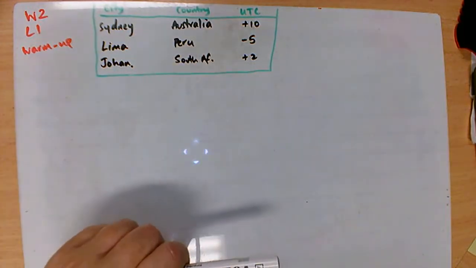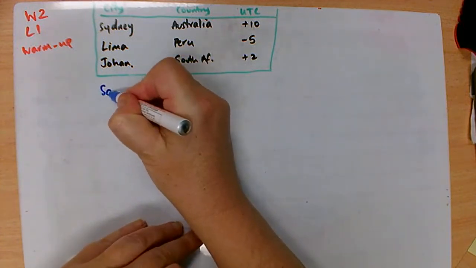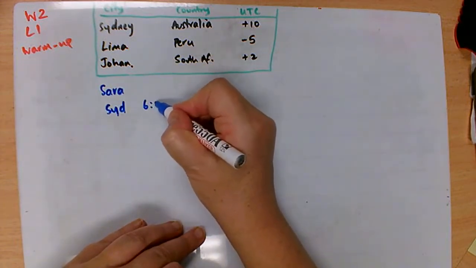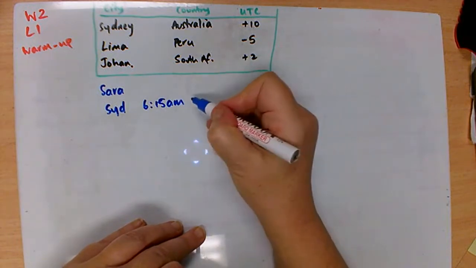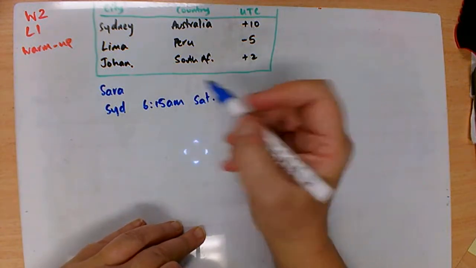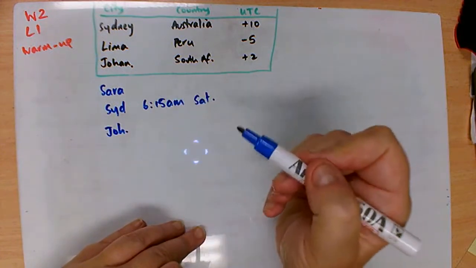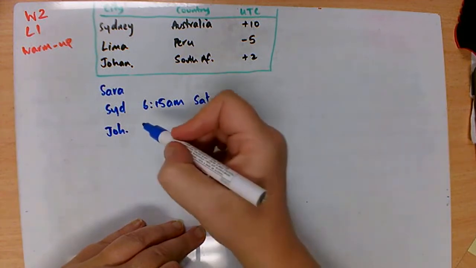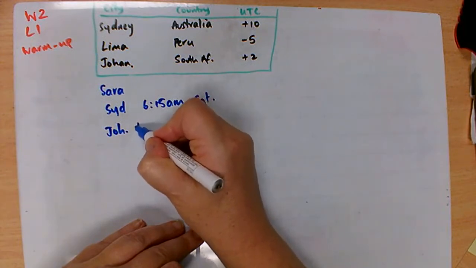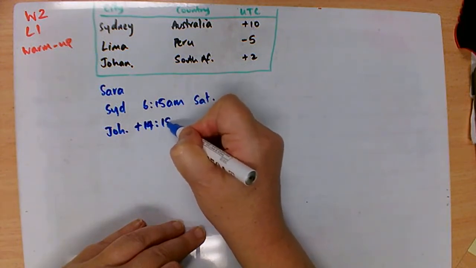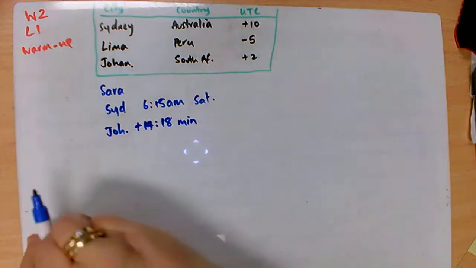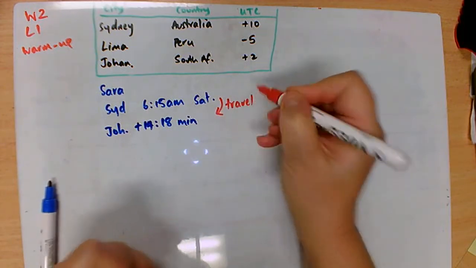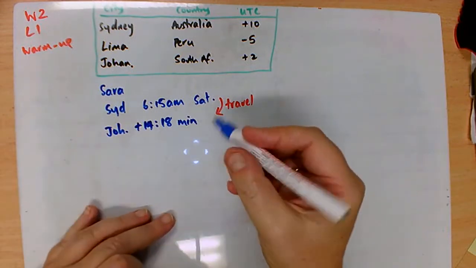Okay, so Sarah departs Sydney. So let's write Sarah, and she departs Sydney at 6:15 a.m. on a Saturday, and she goes to Johannesburg in South Africa, and the flight takes 14 hours and 18 minutes. So we need to add plus 14 hours and 18 minutes. So that's the travel. And this is going to give us the time she arrives in Sydney time.